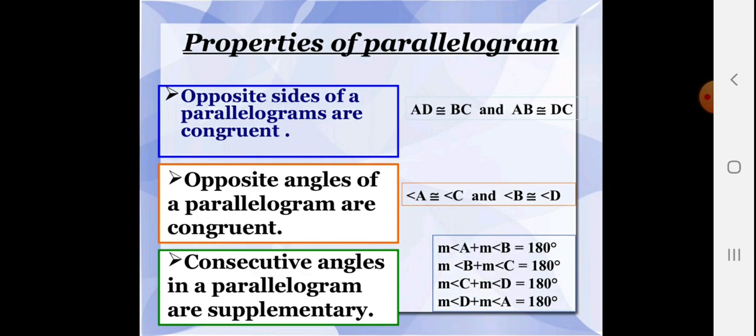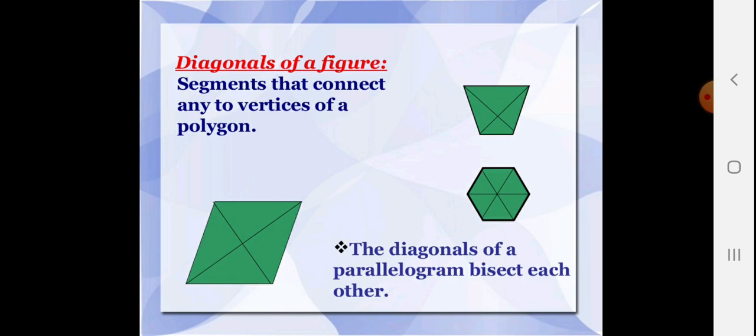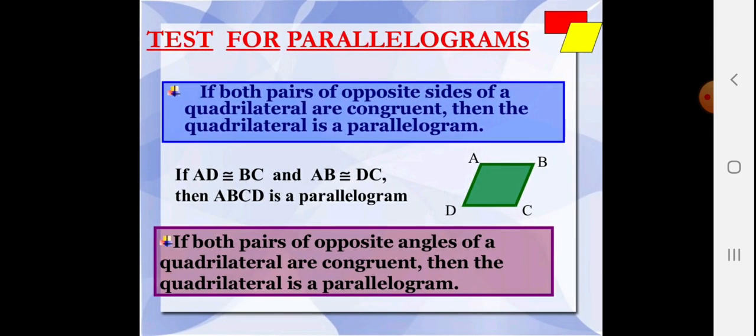Consecutive angles in a parallelogram are supplementary, that means A plus B is equal to 180. So angles which add up to 180 are known as supplementary angles. Diagonals of a figure: segments that connect any two vertices of the polygon are known as diagonals. The diagonals of a parallelogram bisect each other, that means they divide each other into two parts.